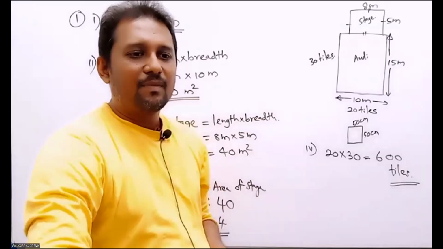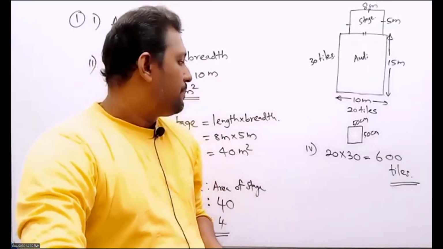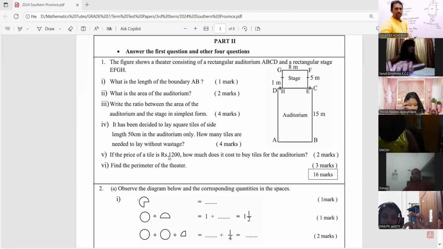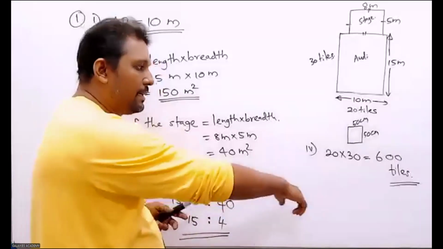Right. Then look at Roman number 5. If the price of a tile is 1,200 rupees, how much does it cost to buy tiles for the auditorium? The price of one tile is 1,200. Then you have to find the total cost for the tiles, right? How many tiles are needed?